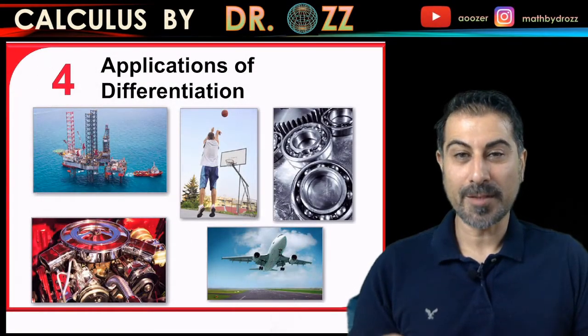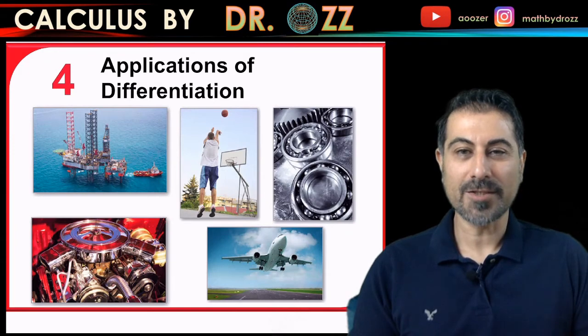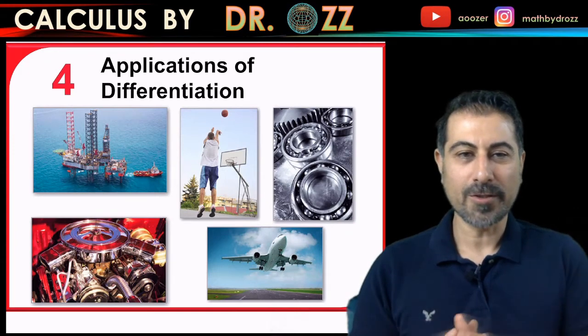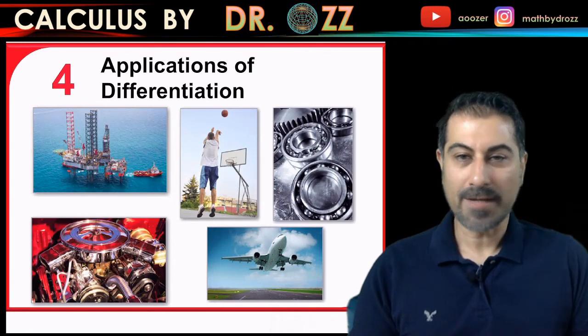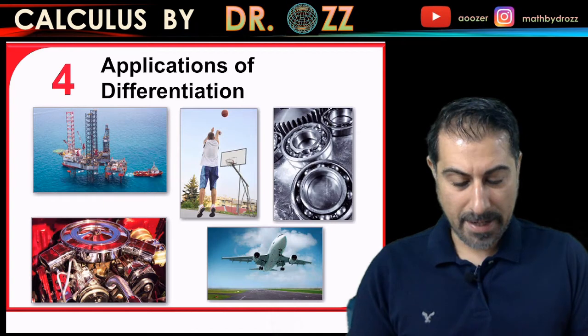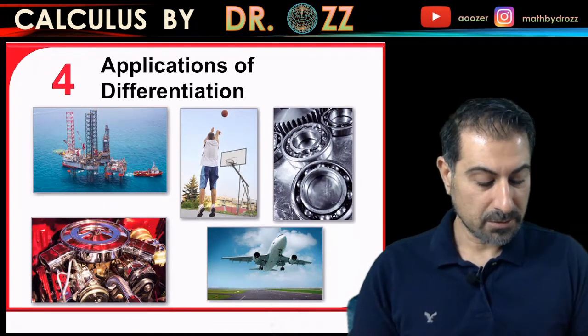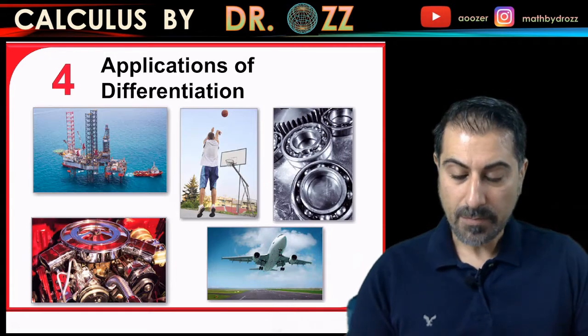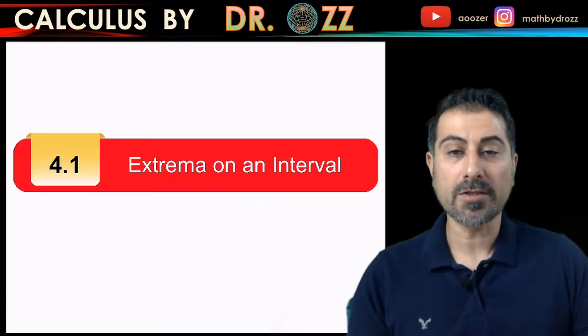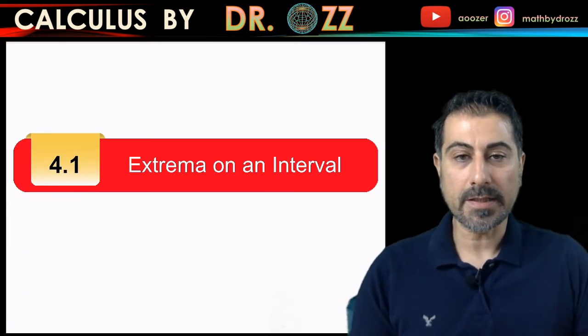Today we're starting a brand new topic called applications of differentiation. We learned lots of rules of differentiation in chapter 3. Now we're going to apply these concepts to applicable problems. Applications vary from offshore drilling to determining speeds of airplanes. In particular, today we're going to talk about extrema on an interval.